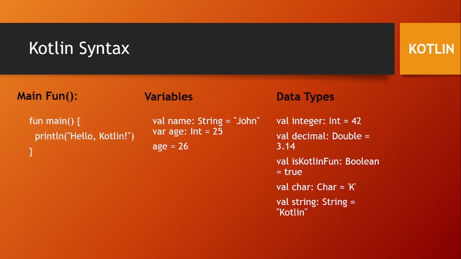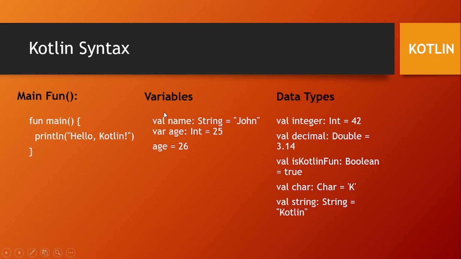So let's see. Here is the main function, which is the entry point of every Kotlin program, and every Kotlin program will start executing from the main function. As you can see here, the fun keyword is required to declare a function in Kotlin. So the fun keyword with main and parentheses will declare a main function for us, and inside curly braces I will write my code. Here I have printed a simple hello Kotlin with the println function. So this is the entry point of our code, and I have executed the println.